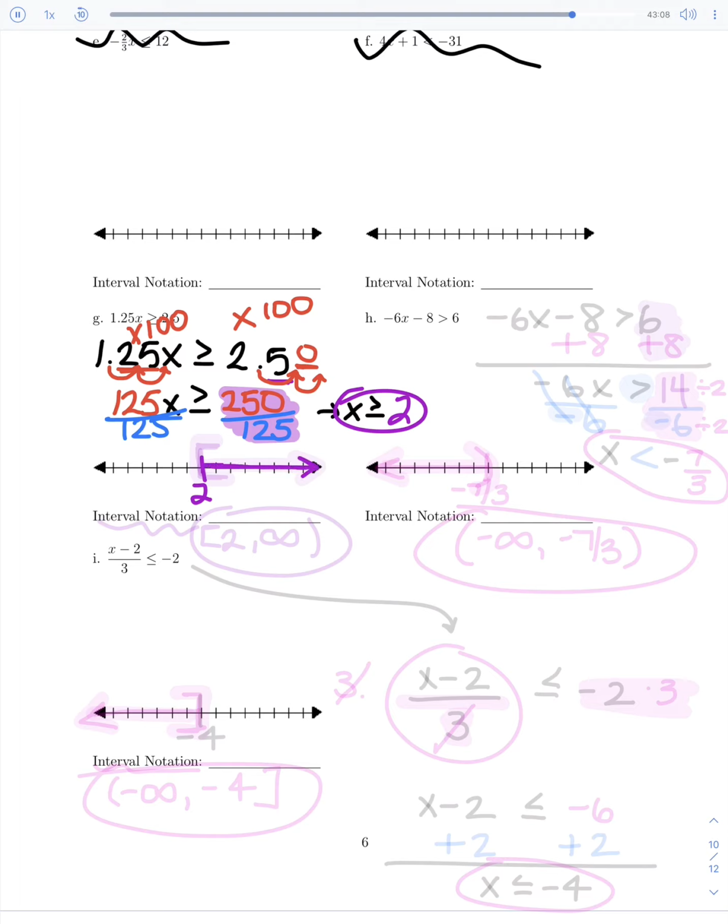The equal to means I'm going to have a bracket instead of a parentheses. So if I read my graph from left to right, I'm starting with a bracket at 2. And then continuing where I've got an arrow to infinity, which should always have a parentheses. That's my interval notation.